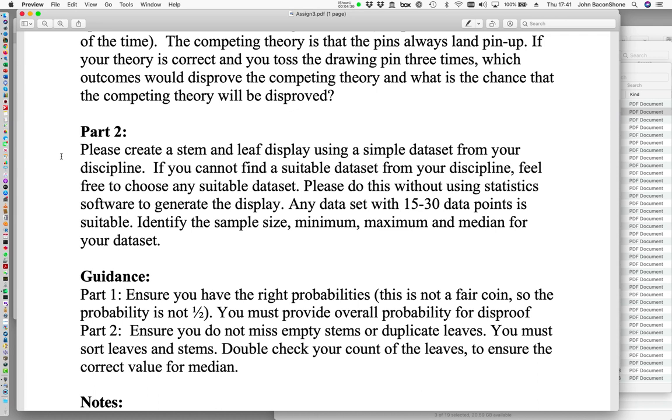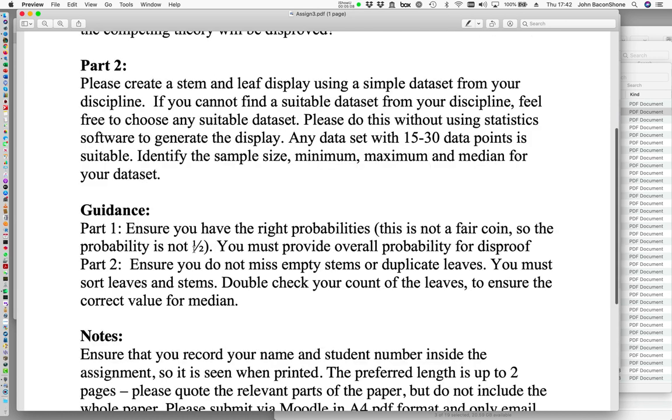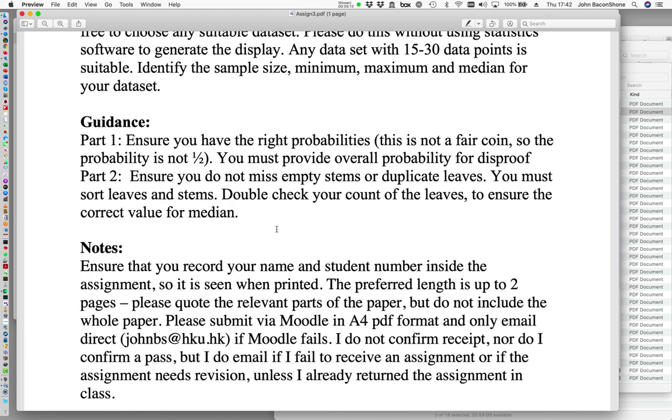And then for the second part, I'm reminding you of the things which are stated in the chapter on stem and leaf displays, which means you must not miss out empty stems, you must not miss out duplicate leaves, you must make sure that both the leaves and the stems are sorted properly, and you should double check the count of your leaves to make sure you haven't missed any, and hence you'll get the correct value for the median. You can also try counting up and down. You should get the same answer for the median, whether you count up or down, if you have done the leaf count correctly and you are counting the leaves in the right direction.